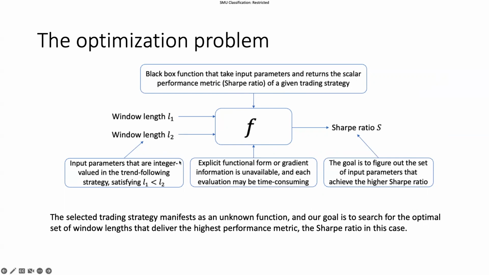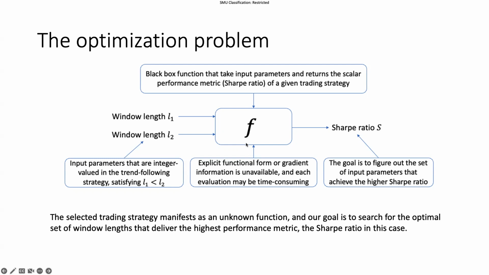There may be some other constraints. In this case, the input parameters are integer values, so these both need to be integers. And we also need to satisfy that the short window needs to be less than the long window. And also, we do not have the explicit functional form or gradient information of the function itself.